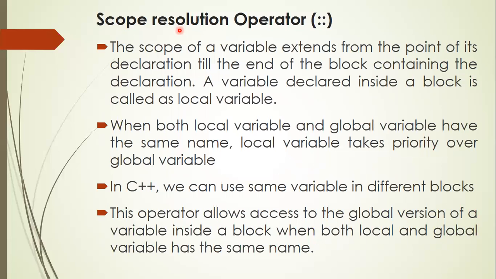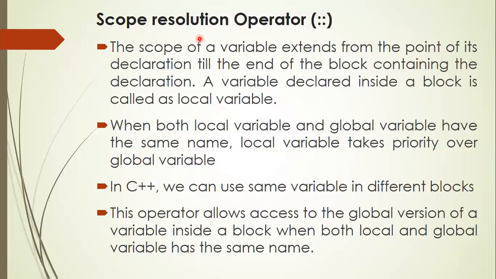The next special operator is the scope resolution operator. To understand what we mean by the scope resolution operator, first you should understand the term: what do you mean by the scope of the variable? The scope of a variable indicates how long the variable will be active. That means it extends from the point of declaration till the end of the block containing the declaration. So if you declare a variable inside a particular block or inside a particular function, in that case the scope of that variable is limited to that particular function, because the variable is declared inside a function, which means it becomes local to that function.